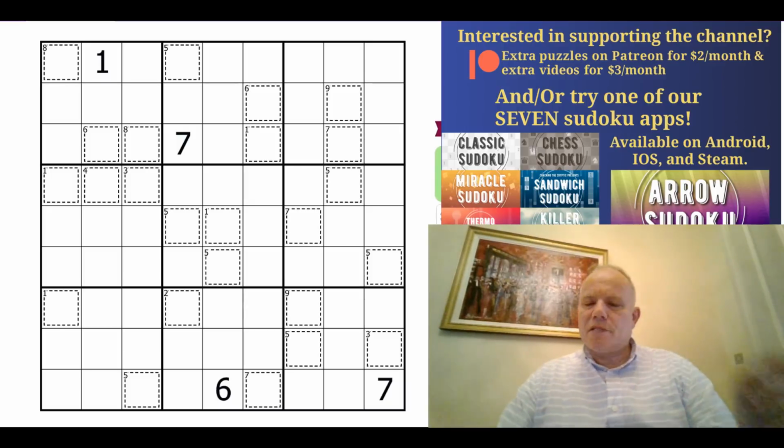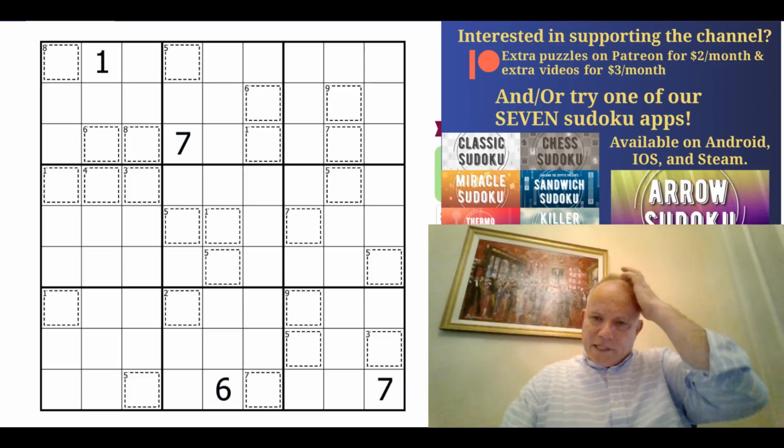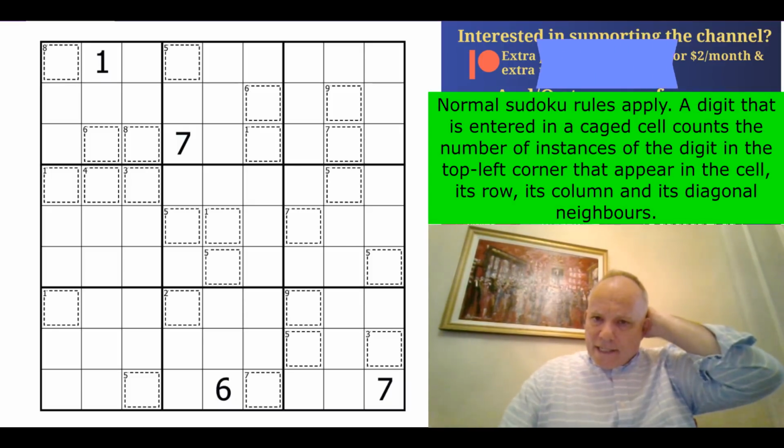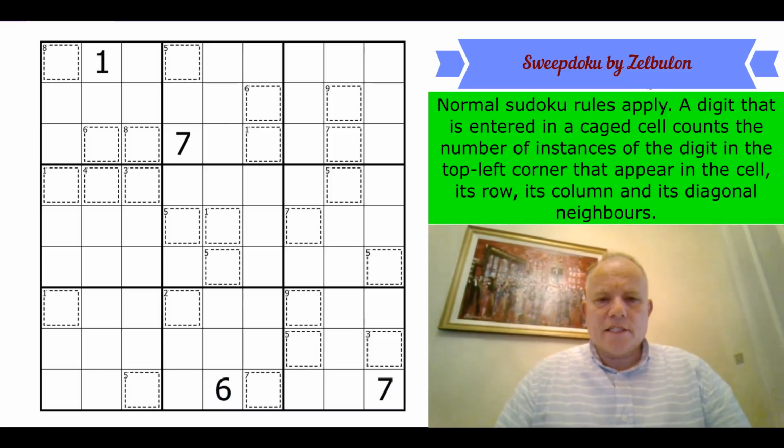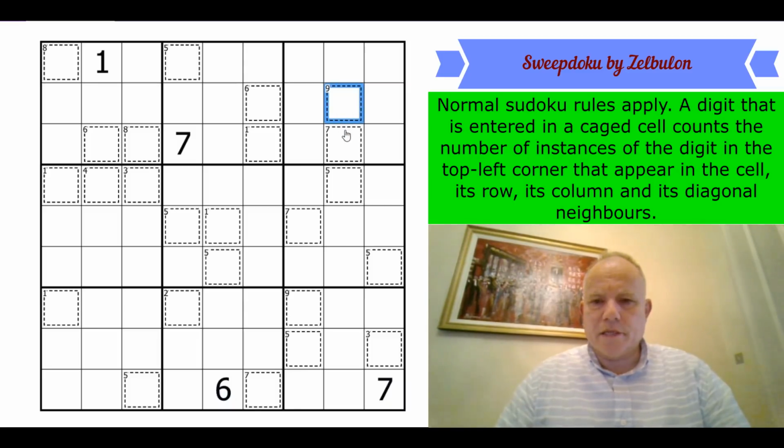Now, this is a first-time compiler. This is from Zelbulon, and it's called Sweep Doku. Read these rules carefully is my advice. Normal Sudoku rules apply. A digit entered in a caged cell, you'll see there's a lot of one-cell caged cells, counts the number of instances of the digit in the top left corner that appear in the cell, its row, its column, and its diagonal neighbours.